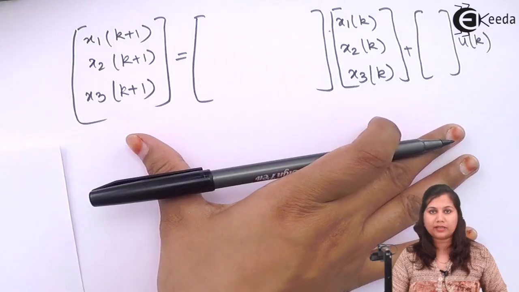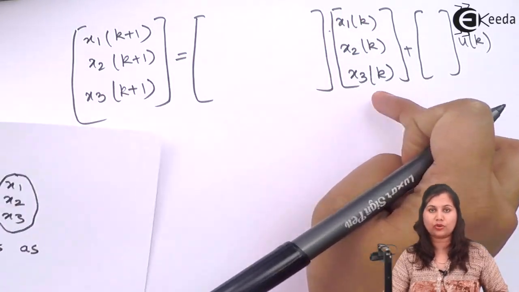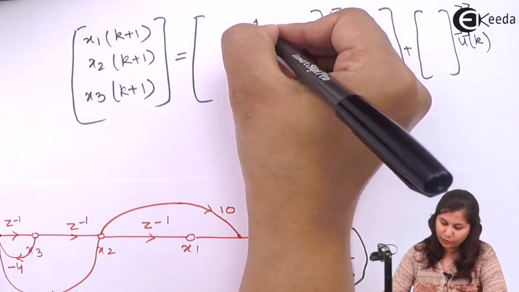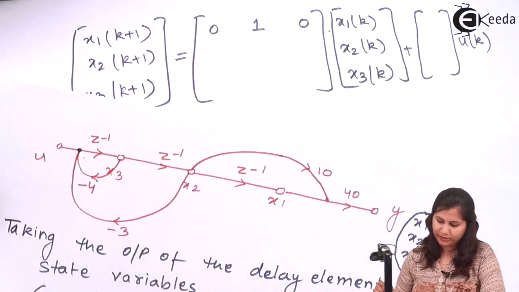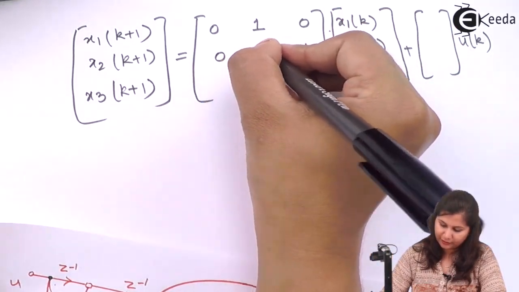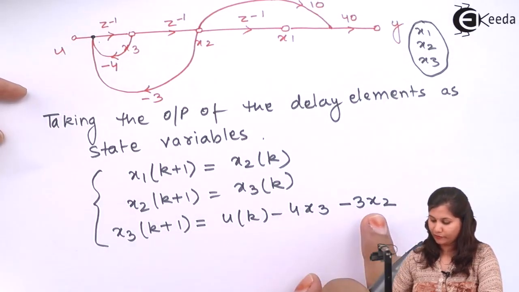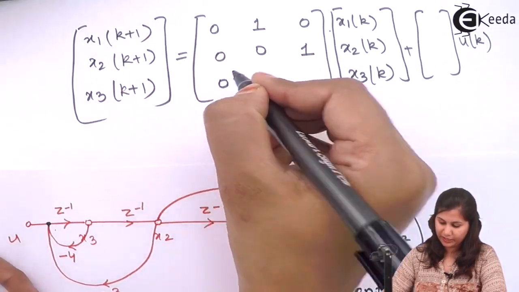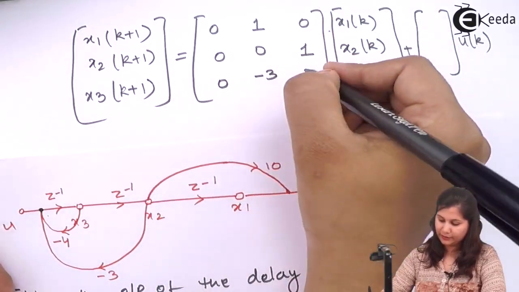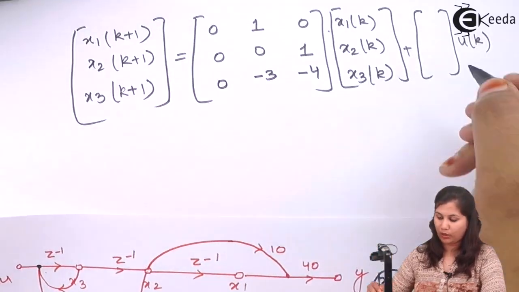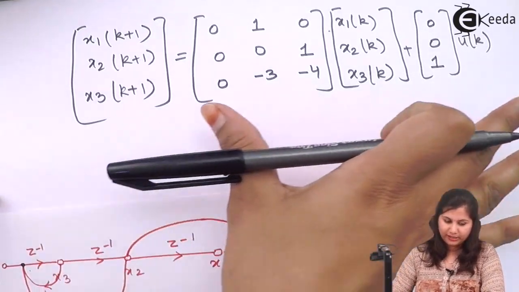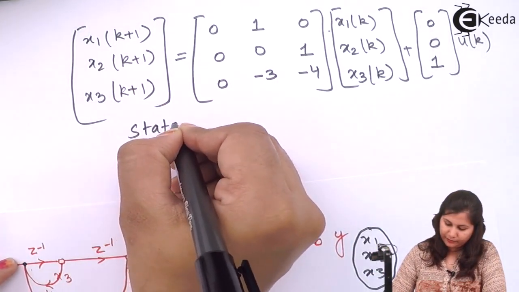This was our state space equation. So here we will write the coefficients of these three state variables. x1(k+1) is x2(k), so only x2(k) coefficient is 1, rest other will be 0. x2(k+1) is x3(k), so its coefficient will be 1 and rest will be 0. x3(k), coefficient of x1 is missing, so here we will write 0. Coefficient of x2 is minus 3. Coefficient of x3 is minus 4, and coefficient of u(k) is 1, so only here we will have u(k) and rest are 0. So this is our state equation.